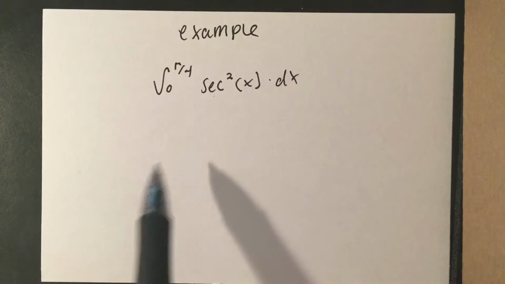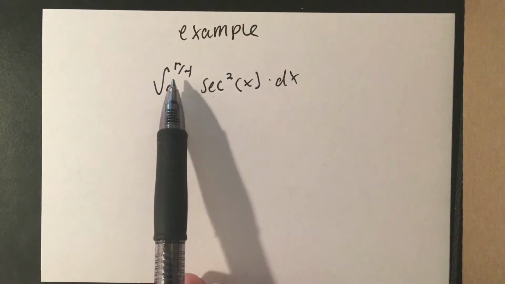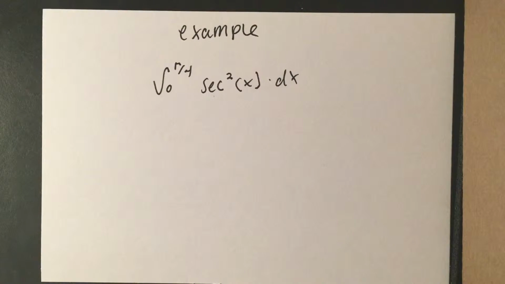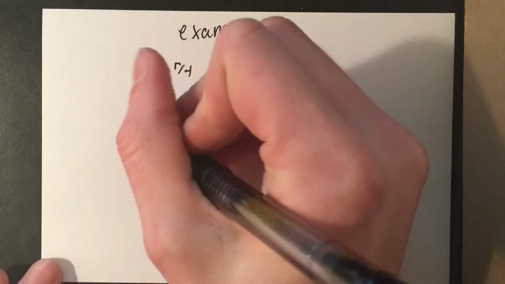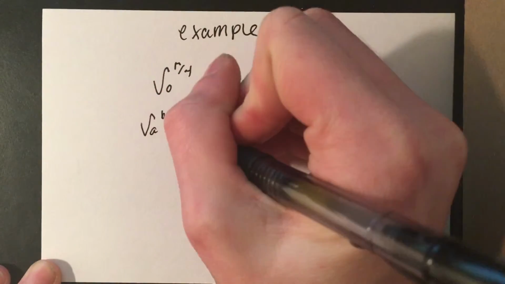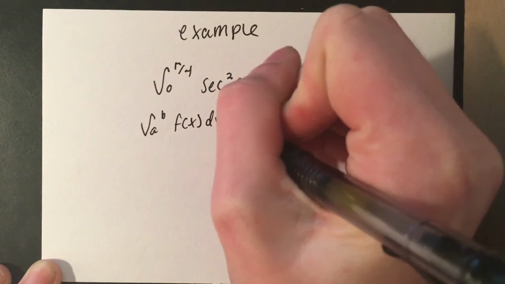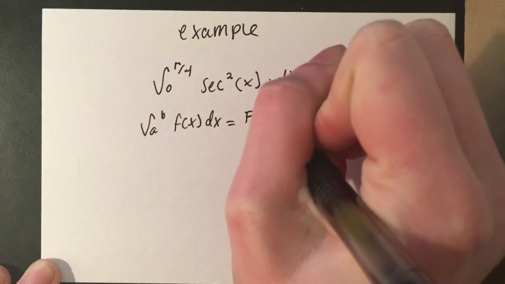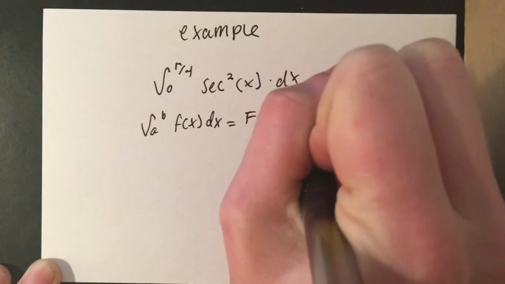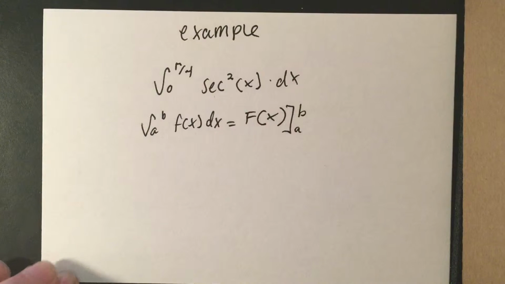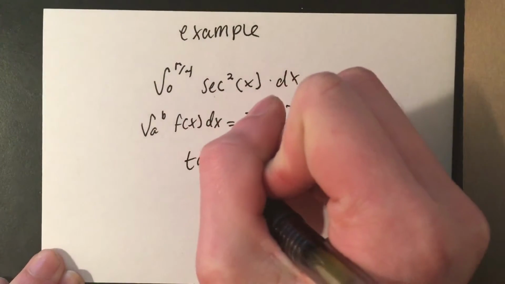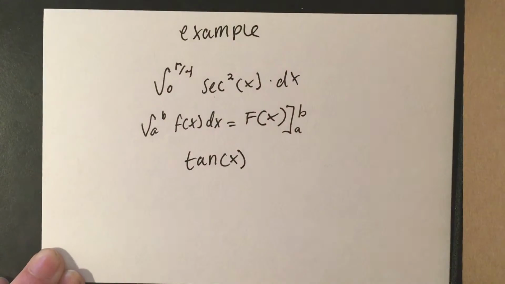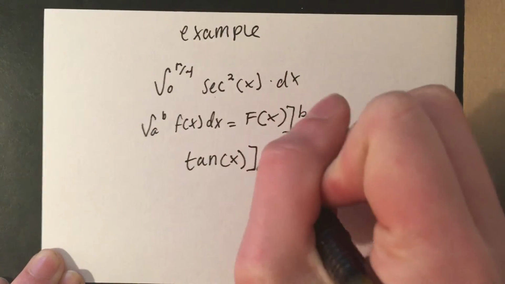We're going to evaluate the integral from 0 to pi over 4 of secant squared x dx. So what should we do first? We need to write that this integral equals the antiderivative evaluated from a to b. Alright, so we're going to use some handy-dandy calculus skills and know that the antiderivative of secant squared is just tangent. And now we're evaluating it from 0 to pi over 4.